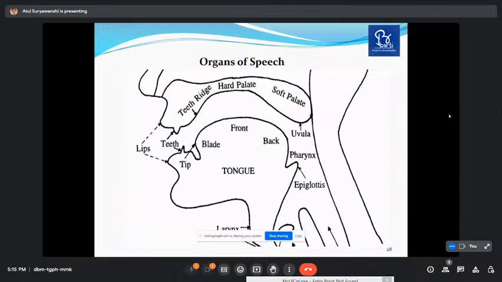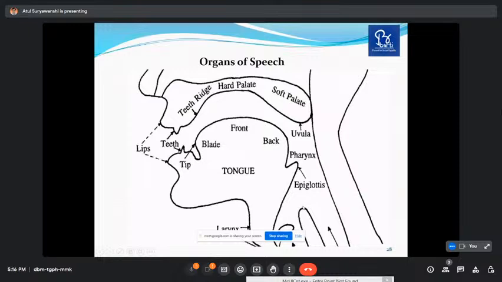Here you are visualizing the PowerPoint presentation now. This is organs of speech that I am trying to show you. See here, this is teeth ridge, this point that I am showing you. Here is hard palate, this is soft palate. Soft palate gets lowered and it is in the upward position. There are 2 positions of the soft palate. Just the last point of soft palate is known as uvula. Here is a pharynx. Just below the pharynx, here is epiglottis. Epiglottis closes the windpipe.